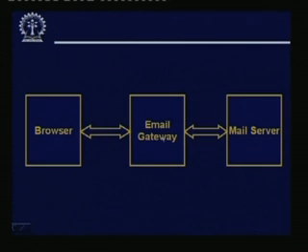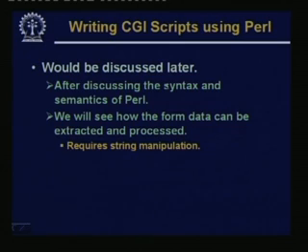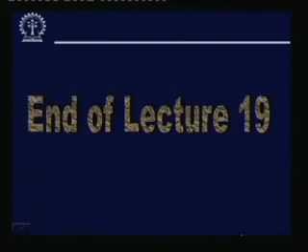Browser is connected to the email gateway, which is connected to the mail server. Writing CGI scripts using Perl we will be discussing later when we talk about the language Perl, and there we shall take complete examples and see how actually data can be sent to a script using name-value pairs and the like. So with this we come to the end of today's discussion on the basic technology behind CGI scripts.